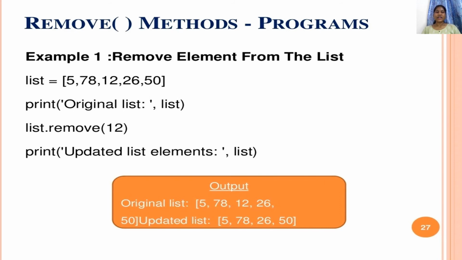Here is an example on the remove method. I have considered a list, that is 5, 78, 12, 26 and 50, and I printed the original list. And I used the remove method, that is list.remove(12), and print the updated list. The output for the given program would be the original list, that is 5, 78, 12, 26 and 50, and the updated list would be 5, 78, 26 and 50 with the element 12 removed.